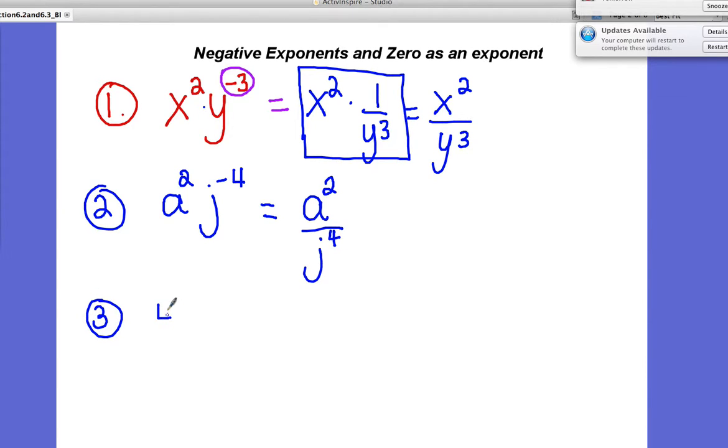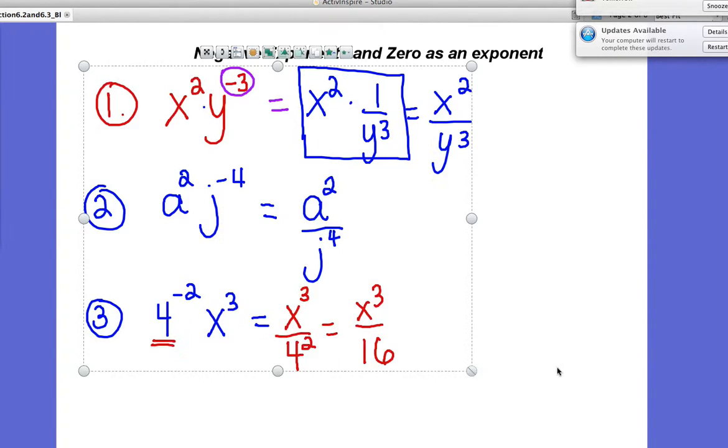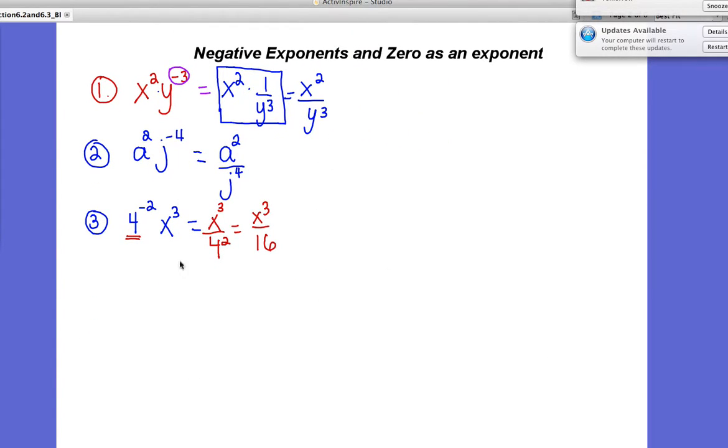If I have something like this where I have 4 to the negative 2 power x cubed, the same thing. The term that is being raised to the negative power is that 4. That doesn't mean the 4 is negative. It means that, as we showed in class, that term will then become a fraction. It becomes 1 over 4 squared. And when we write that in our denominator, then we can simplify this. So the point is, I want you to be able to simplify what happens when you have a negative exponent.